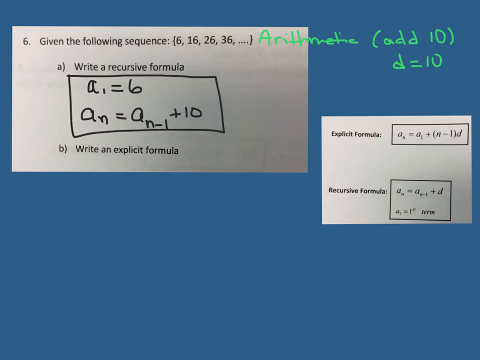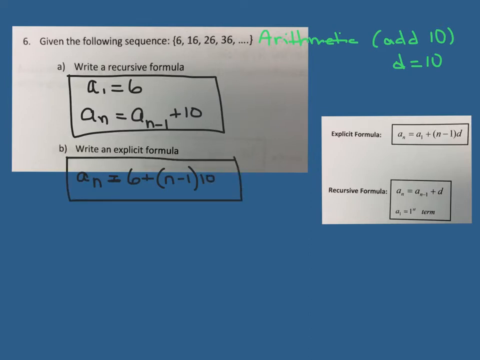Now, the explicit formula, we're going to follow this format right here. So we could write a sub n equals, and then a sub 1, we know is 6, right? That's our first term. And then plus, in parentheses, n minus 1, we're going to leave that in terms of n, so we could plug in different numbers for n, depending on what term we want to find. And that's going to be times d, which is 10. So this right here, it's pretty easy. You just plug in the numbers. This right here is our explicit formula.